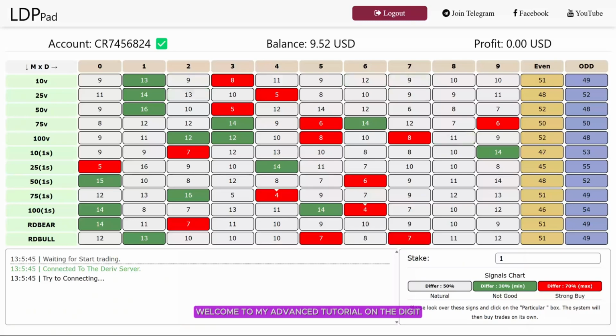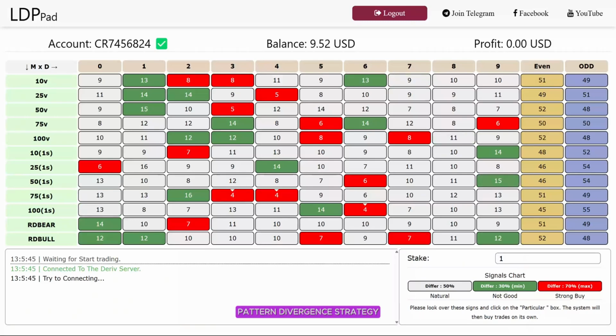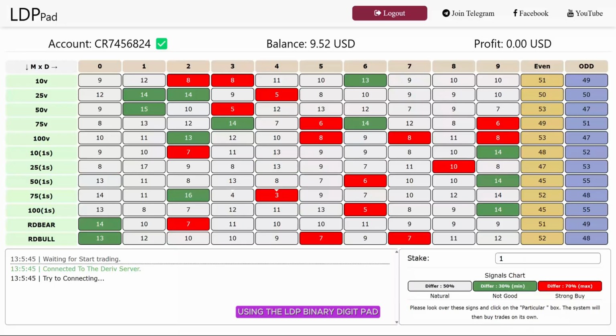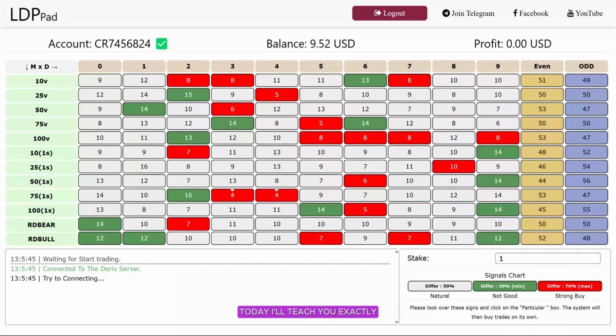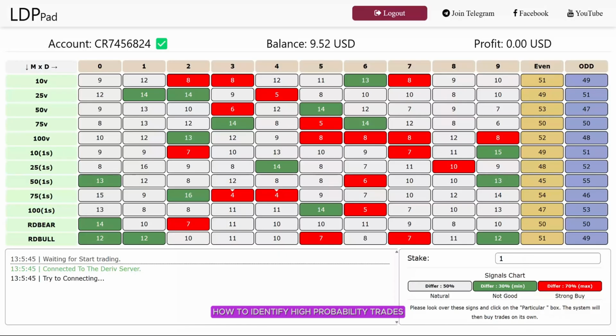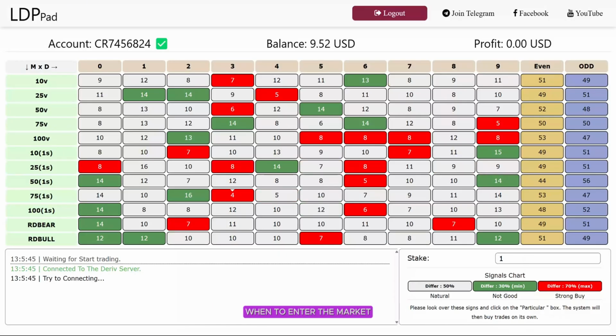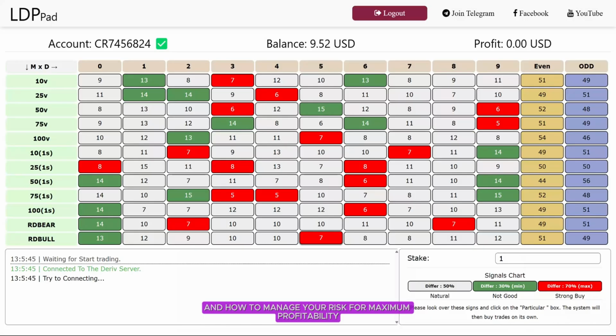Welcome to my advanced tutorial on the Digit Pattern Divergence Strategy using the LDP Binary Digit Pad. Today I'll teach you exactly how to identify high probability trades, when to enter the market, and how to manage your risk for maximum profitability.